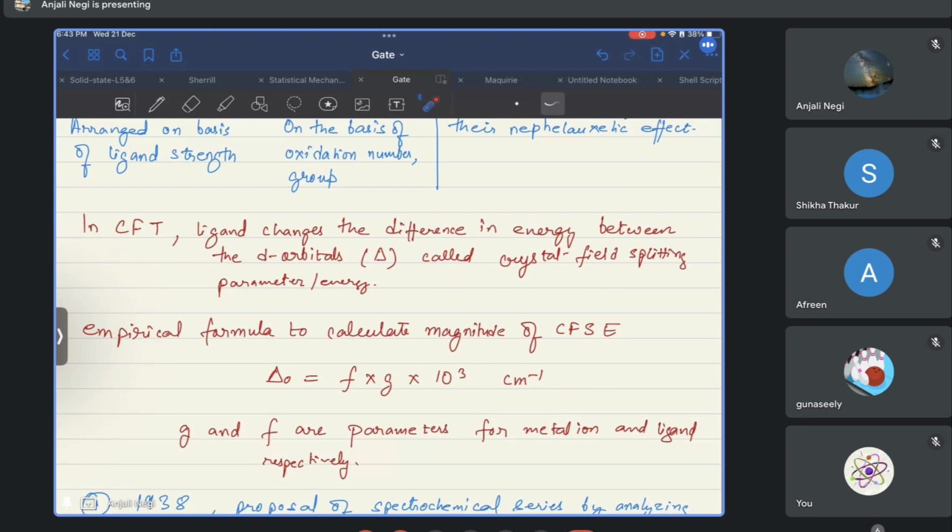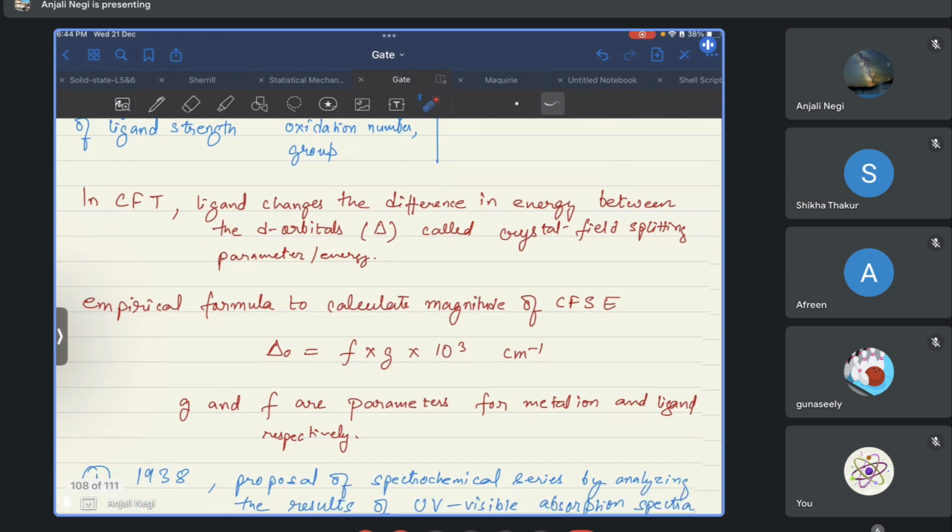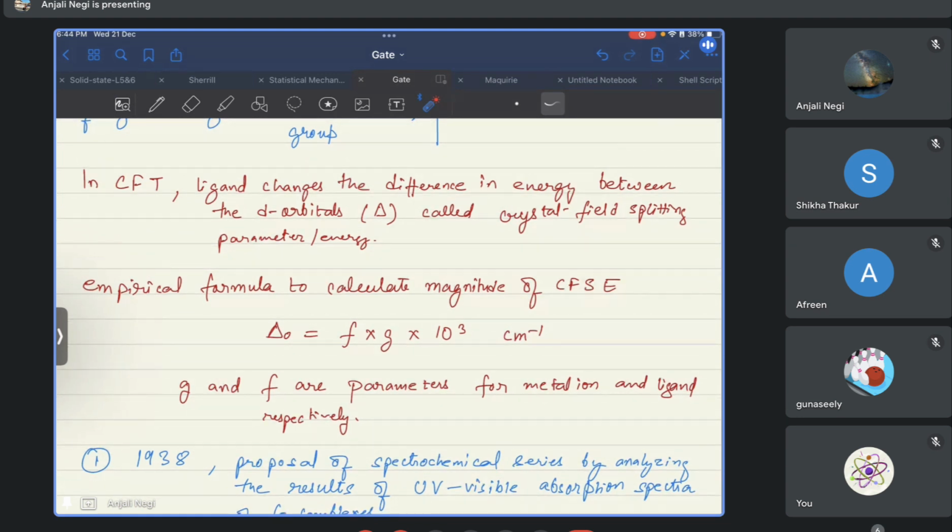Also, in some cases where my metal and ligand are not forming any kind of complex, determining the experimental value for delta is difficult. So we have an empirical formula to calculate the magnitude of CFSE. This formula is given as delta naught equals f times g into 10 to the power 3 centimeter inverse. This is just for some detail. Here g and f are parameters for the metal ion and ligand respectively.